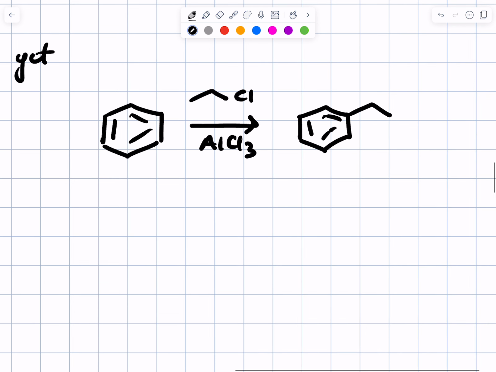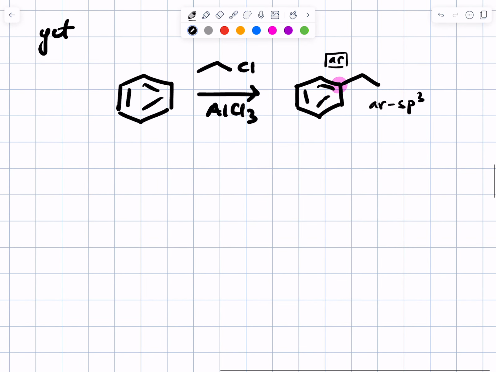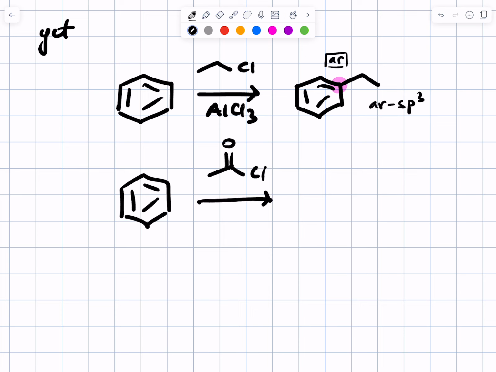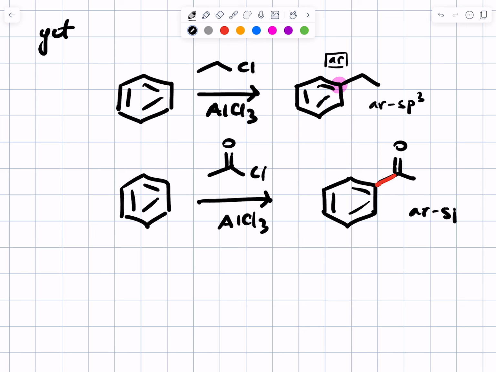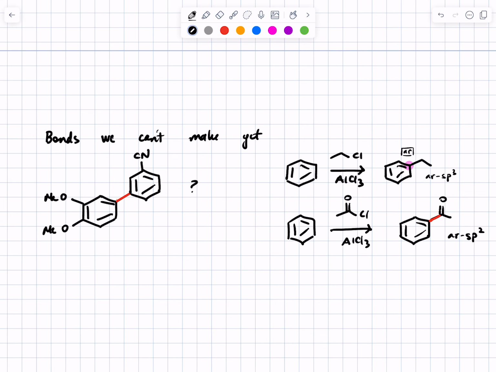That's an sp2 carbon, but to a lot of organic chemists, it's not the same as a typical sp2 carbon. We'll call that an aryl carbon, or Ar. So this is a bond between an aryl carbon and an sp3 carbon. So we've done that before, and that's Friedel-Crafts alkylation. You could use an acid chloride and do Friedel-Crafts acylation, and that's a similar kind of bond between an aryl carbon and, in this case, an sp2 carbon. But we've never, ever done that with a benzene ring.